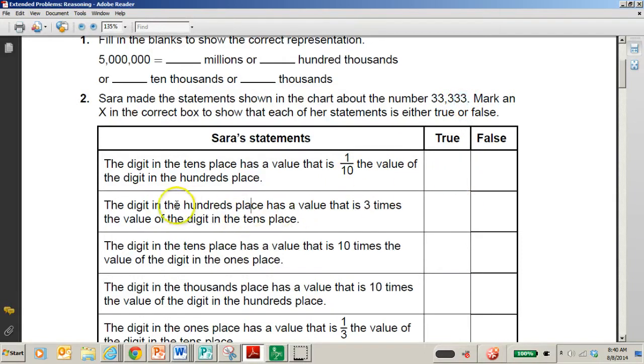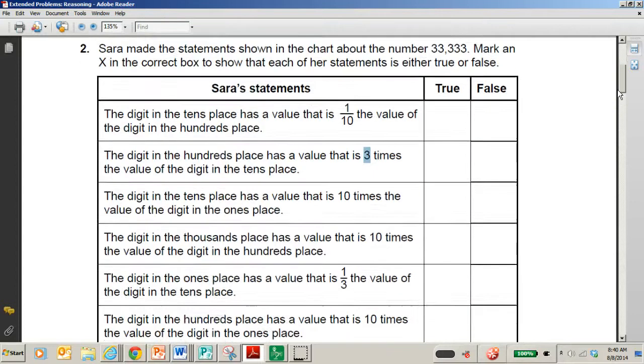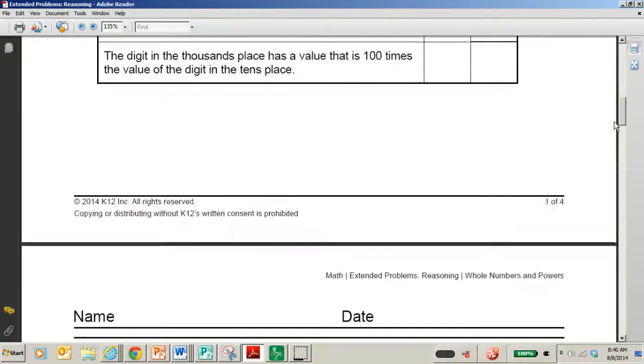It says the digit in the tens place has a value 1/10 of the value of the digit in the hundreds. And since this is here and we're comparing, yes, it is 10 times smaller, so we would mark true. Okay, now let's look at this one. It says the digit in the hundreds place has a value that is 3 times the value of the digit in the tens place. Well, since our place value system is based on tens, that would be wrong. It is 10 times the value. It's 10 times bigger. So you'll continue to work through things like that.